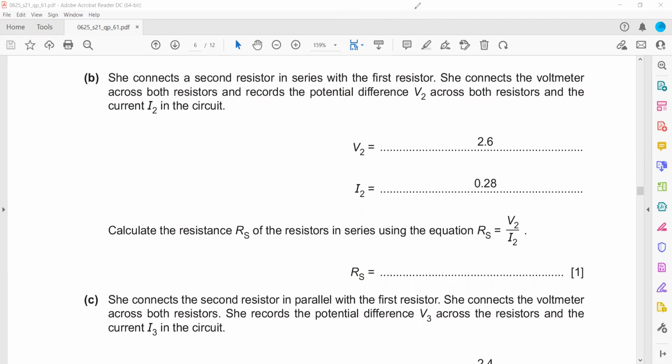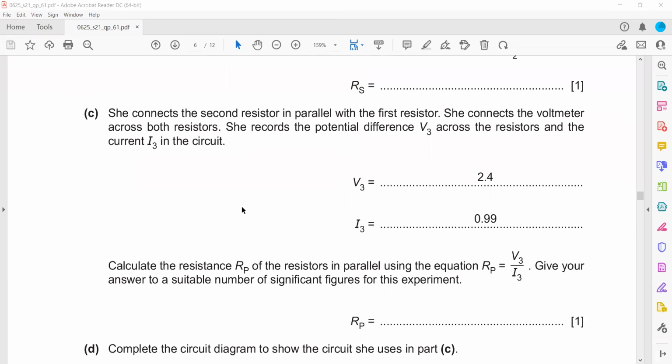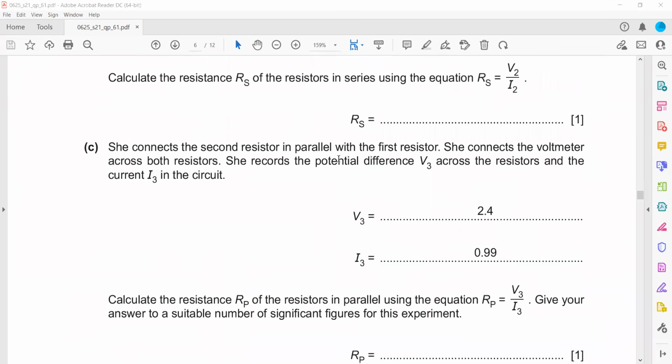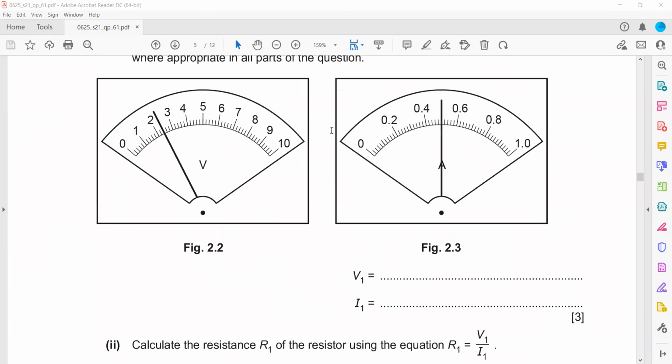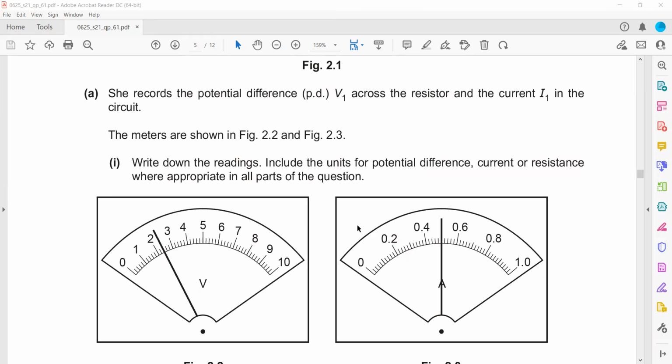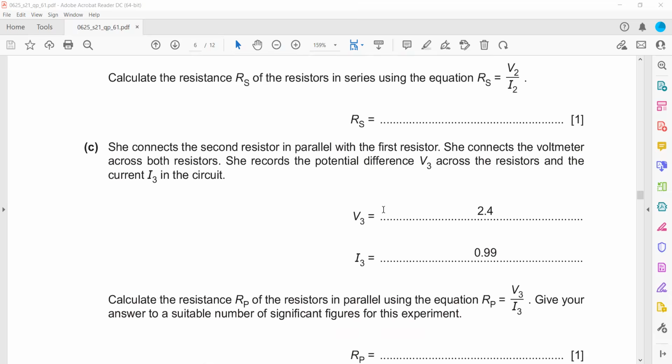The last part, part C, then she connects a second resistor in parallel with the first one. So she changed the circuit now. Before, with the two resistors, there was one resistance only, then she connected another resistor in series, and now she changed the circuit. Now the second resistor is in parallel. So she measures the voltage and the current, and voltage divided by current gives the resistance of this combination.